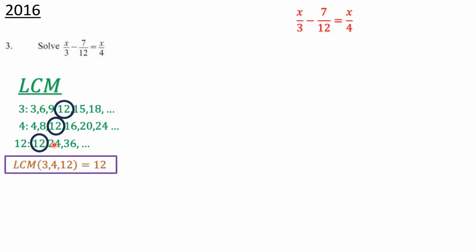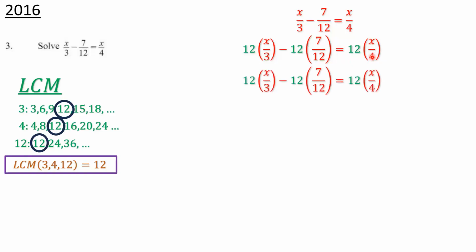And so that means that the LCM of 3, 4, and 12 is 12. So we're going to use 12 and multiply that by every single term in this equation. And so we have 12 multiplied by x over 3, 12 multiplied by 7 over 12, and 12 multiplied by x over 4. What we're going to do in this case is simplify.